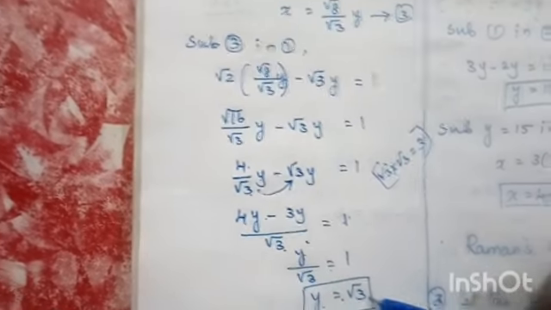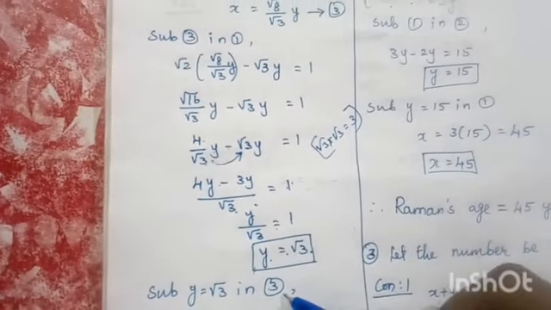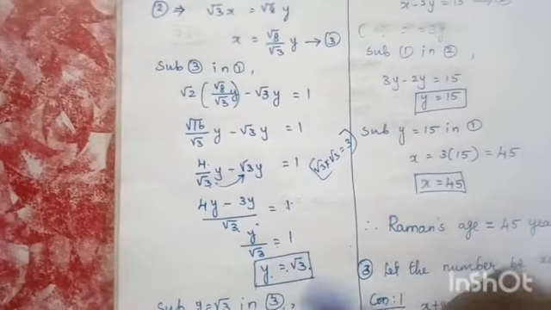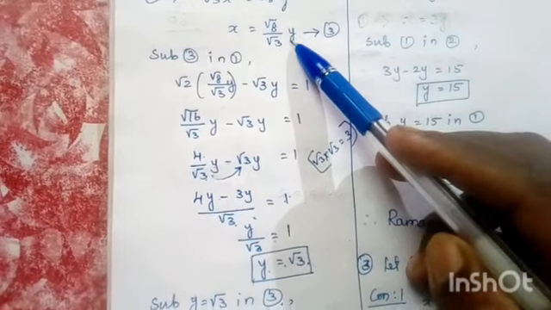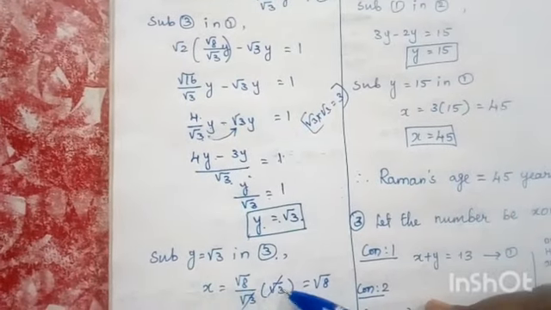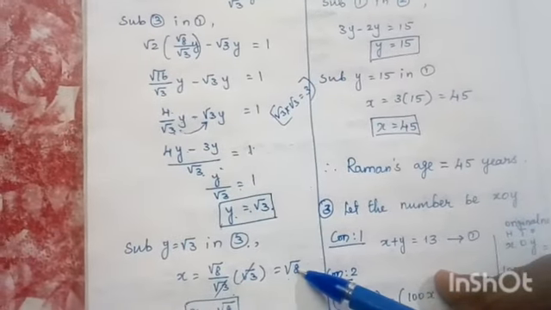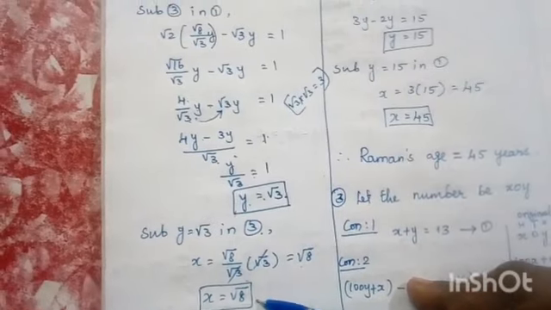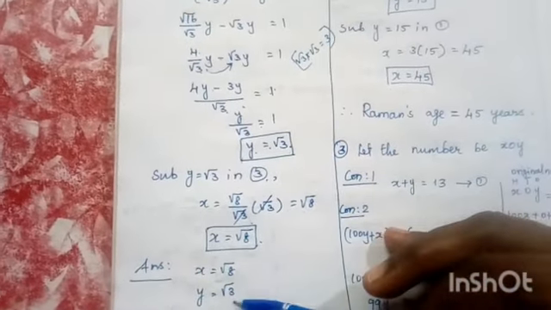So we found the y value. Now we substitute y equal to root 3 in equation number 3. Equation number 3 is here. So x equal to root 8 by root 3 into root 3. Root 3 cancels. So root 8. So the x value is root 8. So x equal to root 8, y equal to root 3.